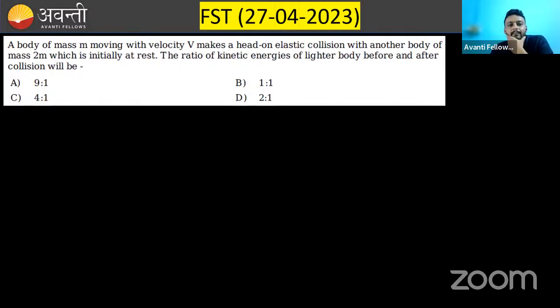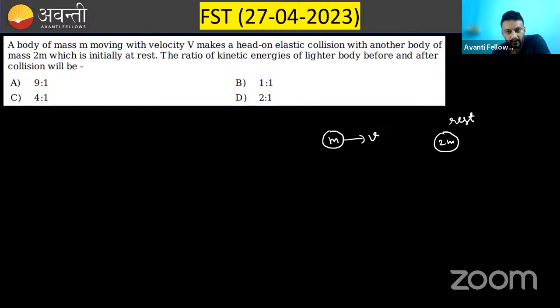A body of mass m moving with velocity v makes a head-on collision. That means there is a body of mass m which is moving with some velocity v, makes a head-on elastic collision with another body of mass 2m. Okay, there is another body of mass 2m initially at rest. That means this body was at rest and they make a collision.